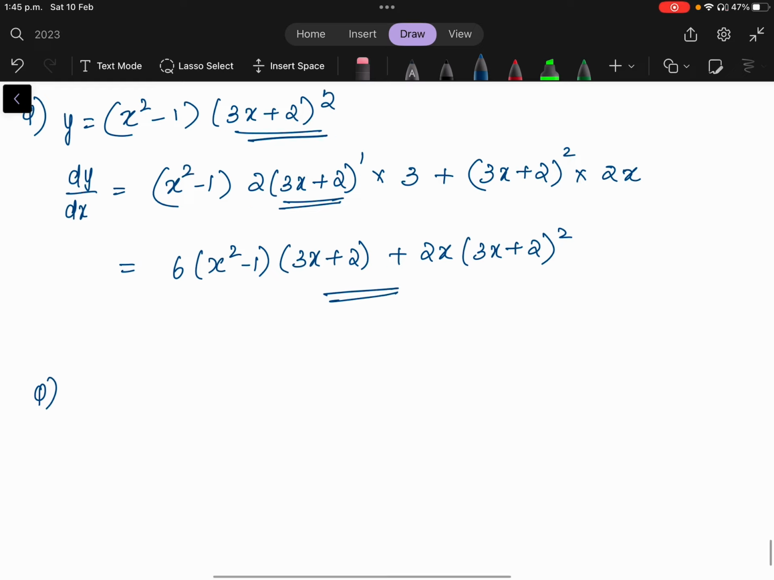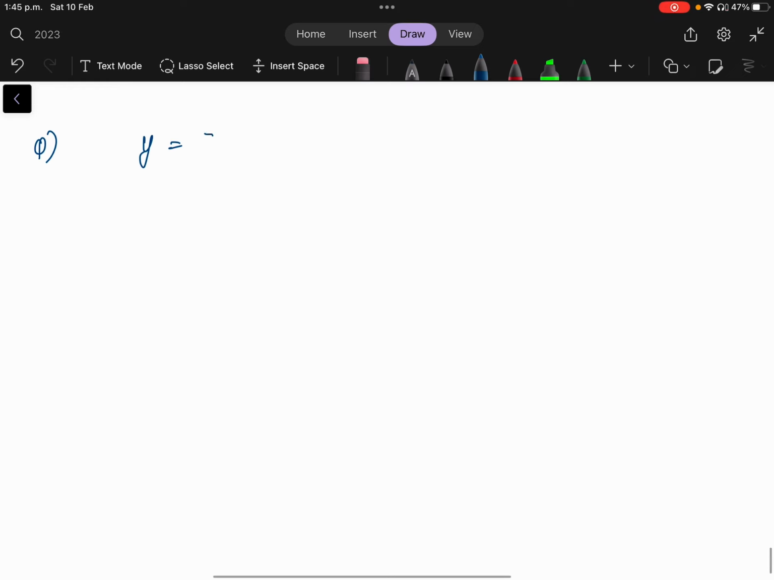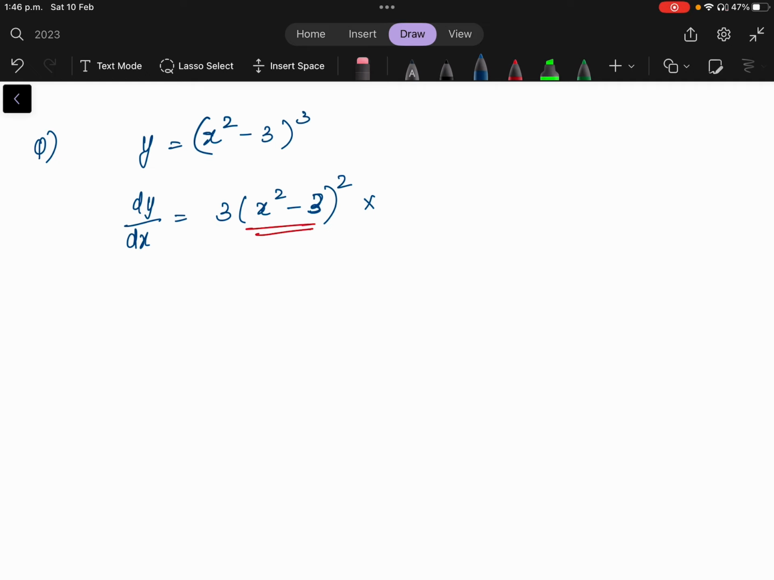Now another question, y is equal to (x square minus 3) to the power of 3. So dy over dx is equal to 3 times (x square minus 3) to the power of 2. Is this x? No. So differentiate it again. So it is 2x. Then it is equal to 6x into (x square minus 3) to the power of 2.